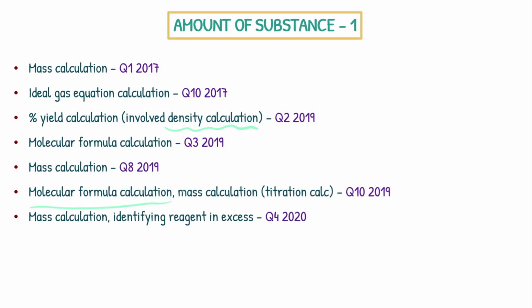Next up, molecular formula calculation. So this is pretty common as well. So hopefully year 1 topic right here, just working out what the molecular or empirical formulas are. That's right there. And then a mass calculation involving some sort of titration right here. Okay. Next up, another mass calculation. They love these mass calculations in paper 2. And then identifying the reagent in excess. Okay, so I've done an amount of substance video regarding limiting and excess reagents, so feel free to check that out.